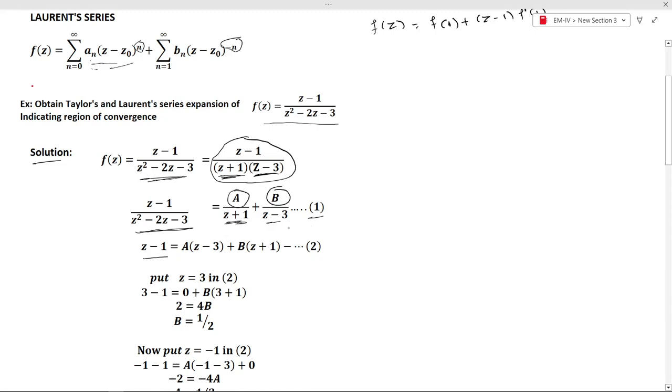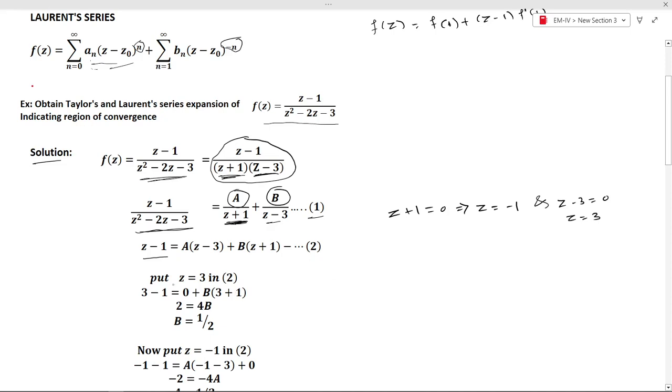How to get these values? You just equate this linear factor to 0. So when you equate z plus 1 to 0, you will get the value for z as minus 1. Similarly, z minus 3 is equal to 0 gives us z is equal to 3. So the values of z to get the unknown constants are minus 1 and 3 respectively.